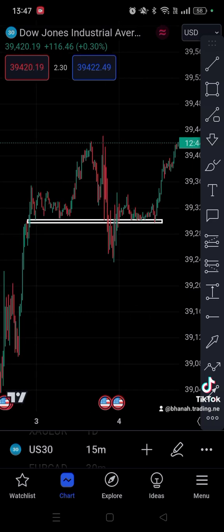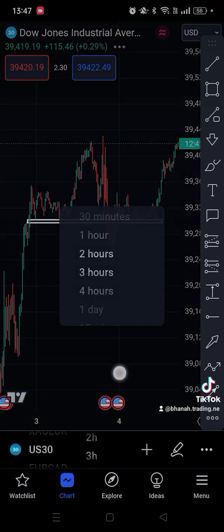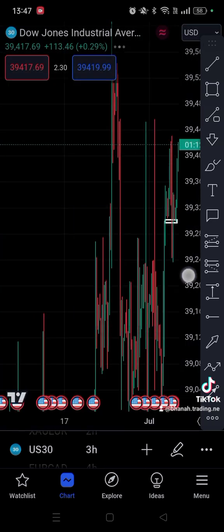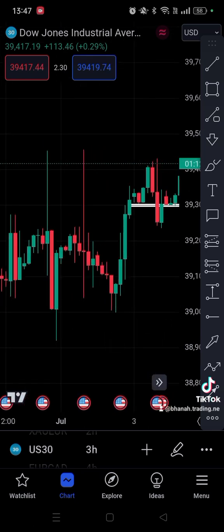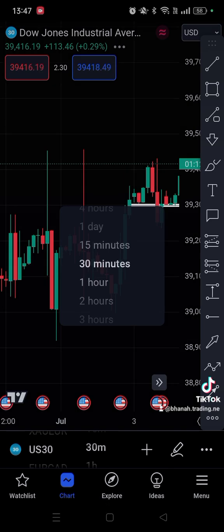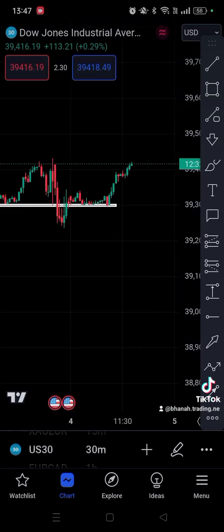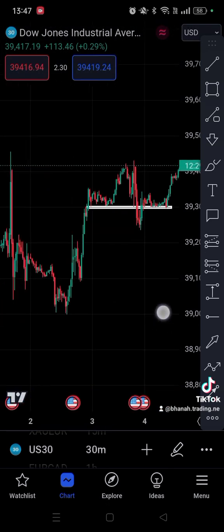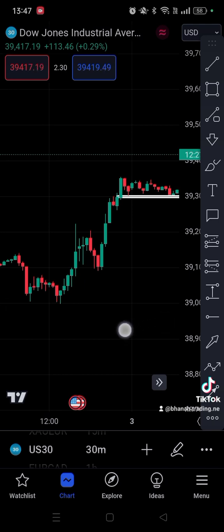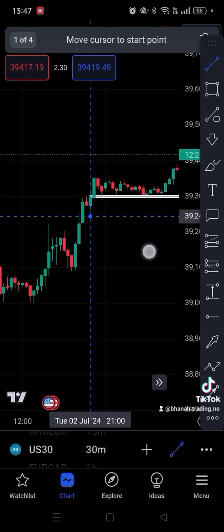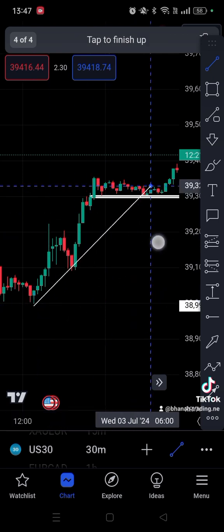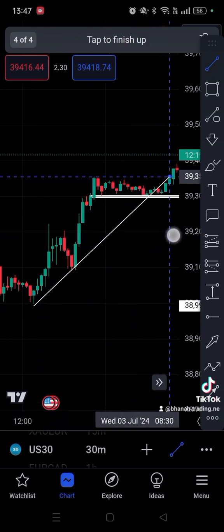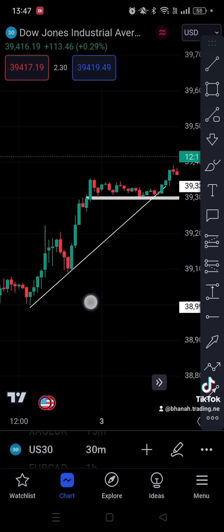It's understanding what is happening behind closed doors, understanding how other retail traders are trading so that we can take advantage of them. And then we can go also to the 30 minutes time frame and check what trend line traders were doing. I know that trend line traders were somewhere here.